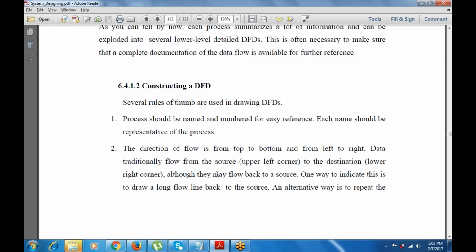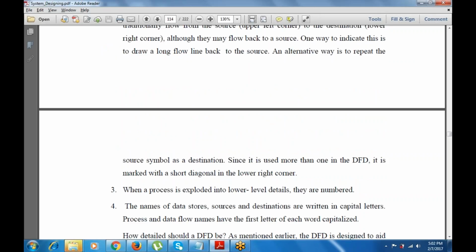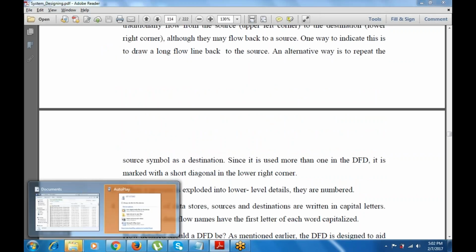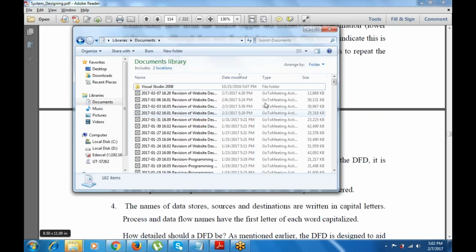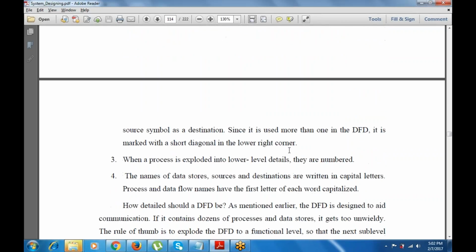Although data may flow back to a source, one way to indicate this is to draw a long flow line back to the source. An alternative way is to repeat the process or source symbol as a destination. When it is repeated, it is also marked with a short diagonal in the lower right corner. And when a process is exploded into lower level details, they are also numbered.